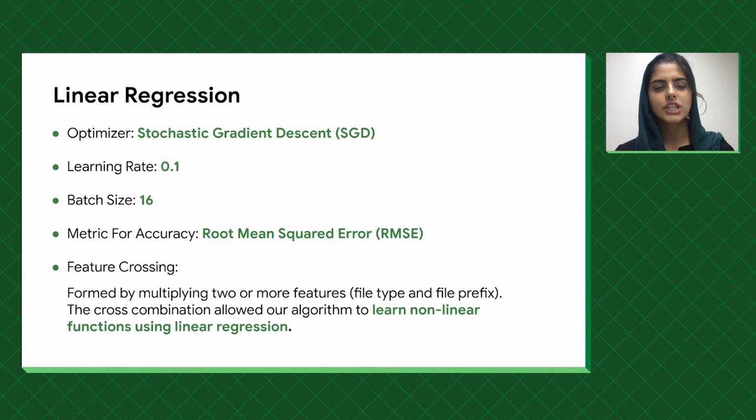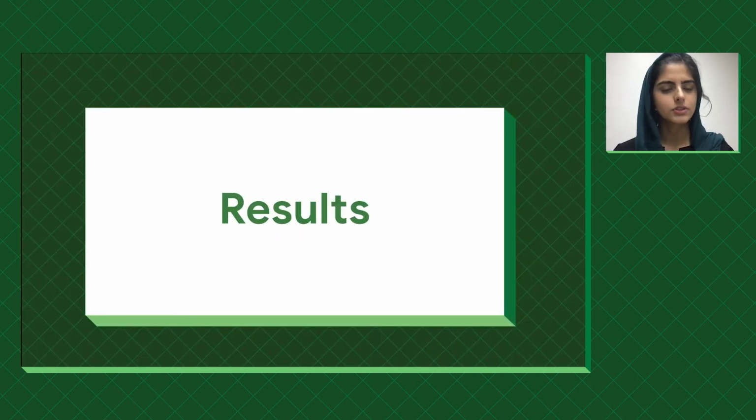And finally, an additional layer we added to linear regression was feature crossing. Walking into this project, we had no way of knowing if the relationship between file type slash prefix and CPU time is linear, or whether it's exponential or anything else. And so by doing feature crossing, we were able to use a linear regression model to make predictions for a relationship that was potentially not linear. So now, digging a little bit into what our actual results were.